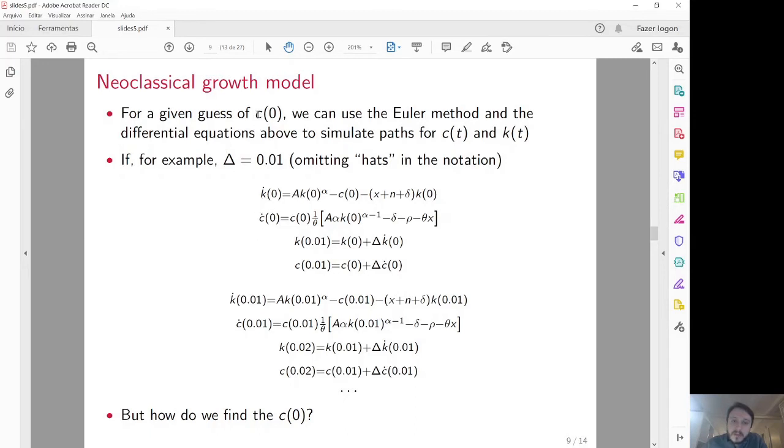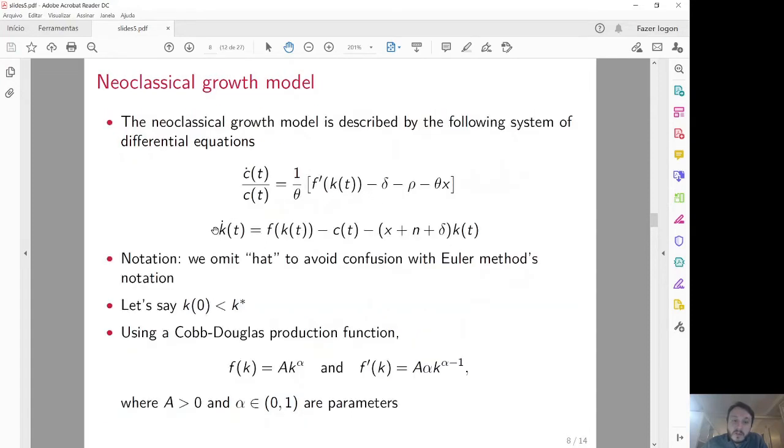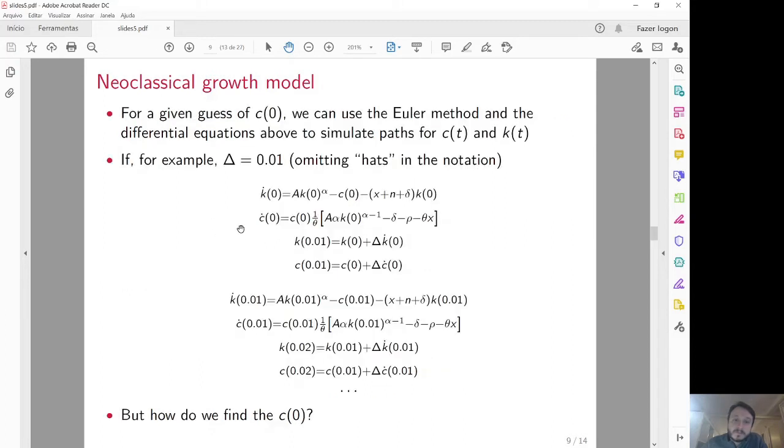So we have a guess of initial consumption, and initial capital, let's say here, is also a parameter of the model. So we have K0 and C0. With K0 and C0, we can compute the derivative of capital over time at time 0, just using this differential equation, right? We have K0 and C0, we plug them here in the right hand side, and we get K dot 0, which is this here. We can also get C dot 0.